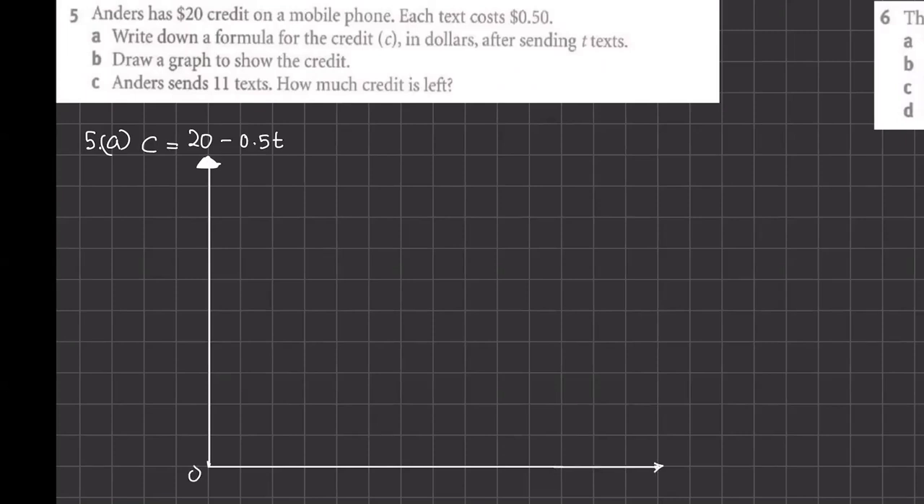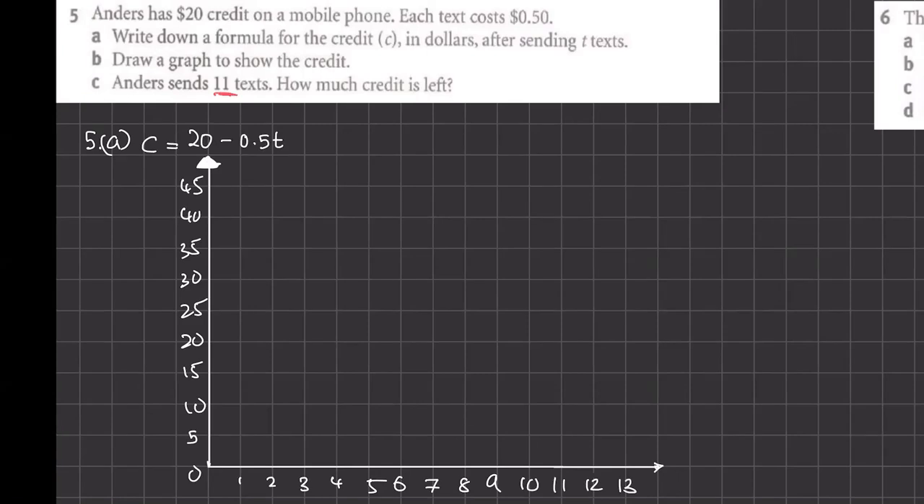So 0, 5, 10, 15, 20, 25, 30, 35, 40, 45. Up to you what you want to do. You want to do 2, 4, 6, 8, 10, also can. But if you want to do 5, 10, 15, also can. It's up to you. The number of texts: 1, 2, 3, 4, 5, 6, 7, 8, 9, 10, 11, 12, 13. So I put up to 11 because I saw the question here.